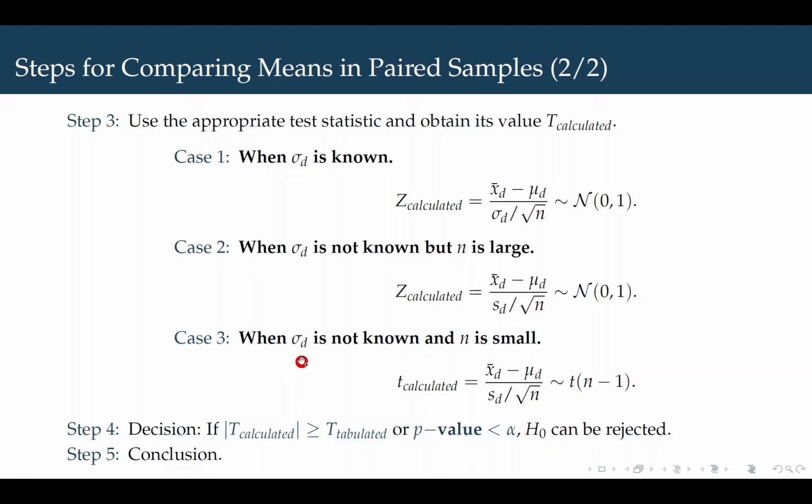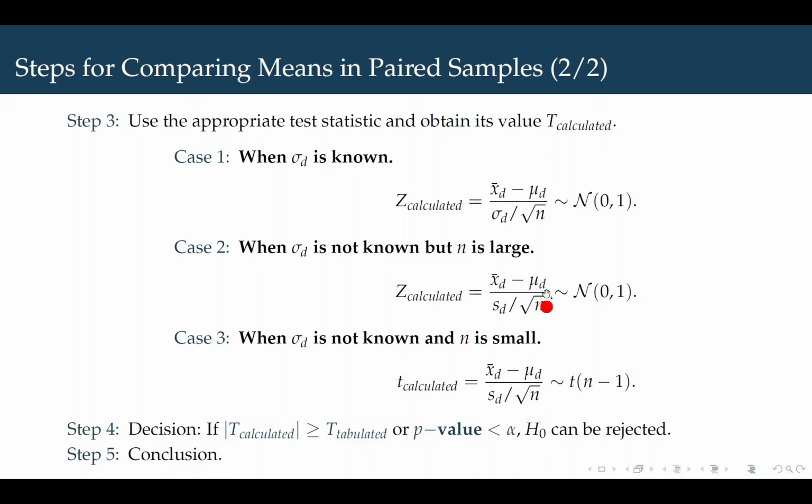But if the population variance or standard deviation of the differences is not known, and if the sample size is also small, which may be less than 30, in that case the distribution to be considered is that of a t distribution, and the calculated value t calculated is going to be obtained as the sample mean of the differences minus the population mean of the differences, which is actually 0, divided by the standard deviation of the differences over root of the sample size.